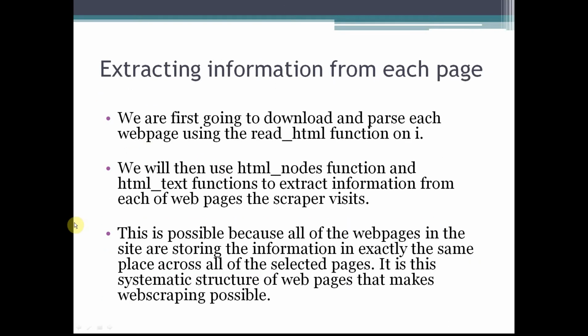So in terms of extracting information from each page, it's going to be relatively simple. It's going to be very similar to what you've already done before in example 1. We're first going to download the page and parse that web page into a document object model, and we're going to use the read_html function to do that. Except this time, instead of giving it a unique URL, we're going to give it i.